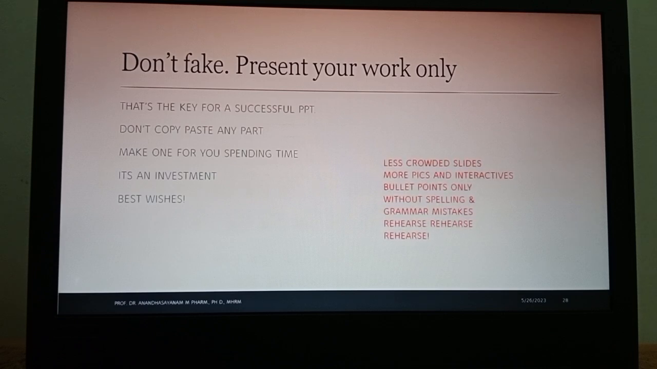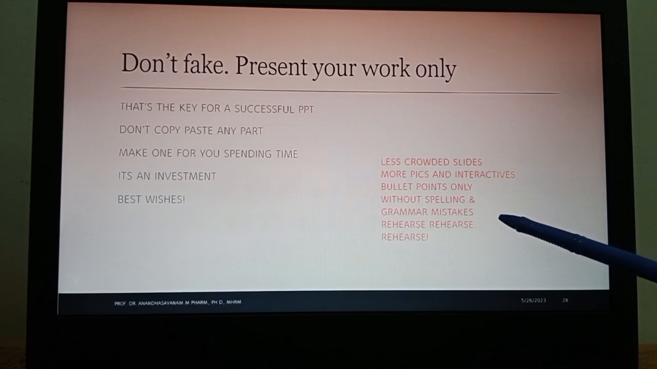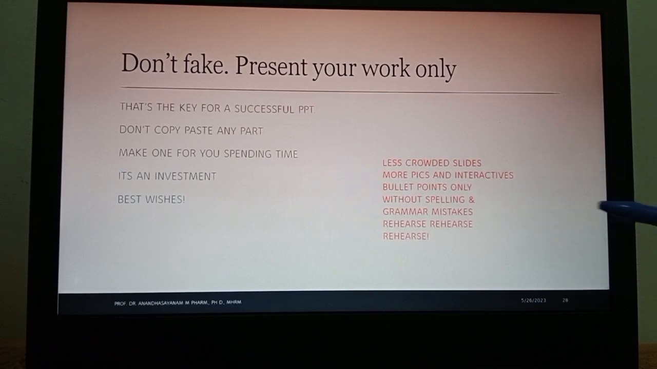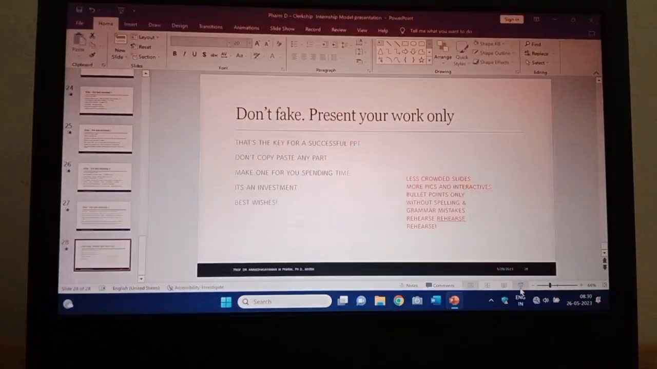Best wishes, less crowded slides, more pictures and interactives, bullet points without spelling and grammar mistakes. Rehearse, rehearse, and rehearse, and that's the key for making a good presentation.